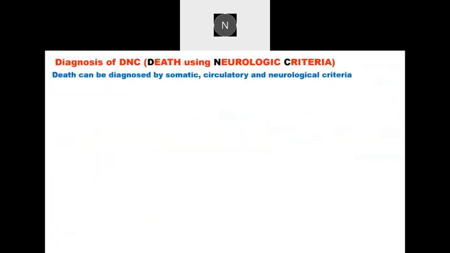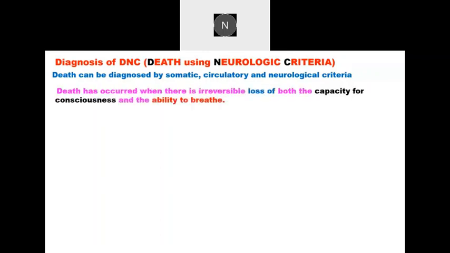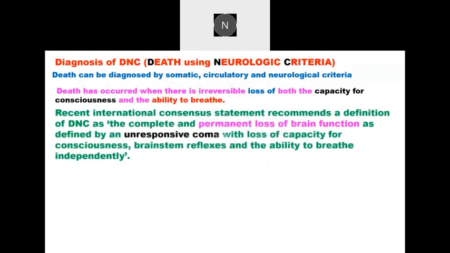And this is what I told you, the newer terminology is death using neurological criteria. Previously, we were calling it brain dead by doing what is called the brain death examination. Now, the terminology they use is death using neurologic criteria, because death can also be diagnosed by somatic, circulatory, as well as neurological criteria. Now, this is defined earlier as irreversible loss of both capacity for consciousness and the ability to breathe. So, absence of consciousness, absence of respiration. These are the two main criteria to describe a patient as brain dead.